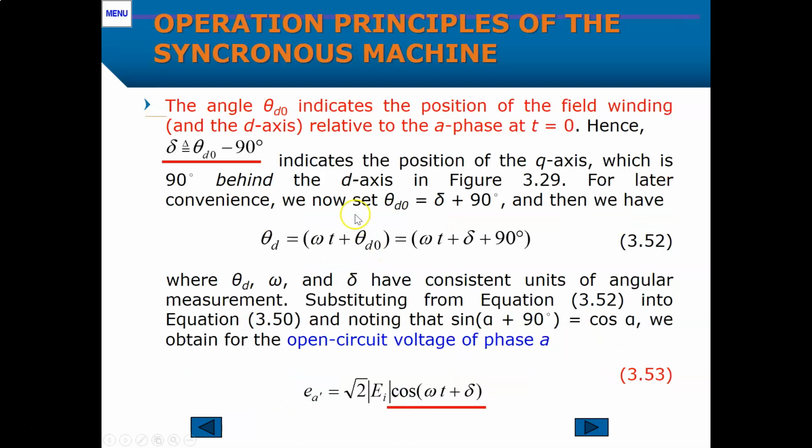The angle theta d0, as I already showed, indicates the position of the field winding relative to the A phase at t equals 0. That's why it's written in this case.